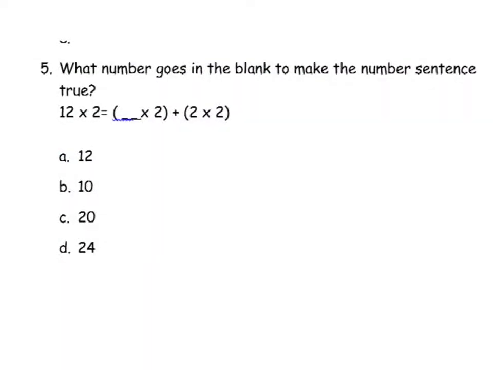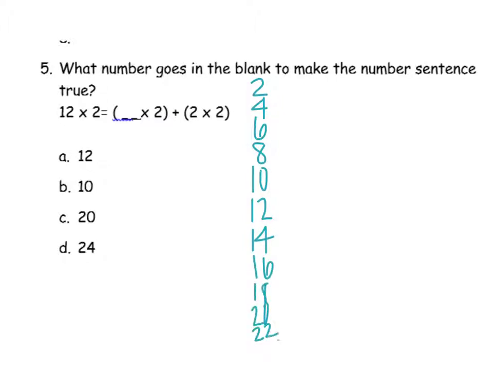Let's take a look at number 5. It says, what number goes in the blank to make the number sentence true? So first I have 12 times 2. What is 12 times 2? Well, write down your 2s in 12 times. So 2, 4, 6, 8, 10, 12, 14, 16, 18, 20, 22, and 24. So 12 times 2 is 24.